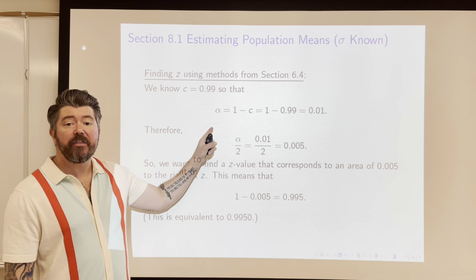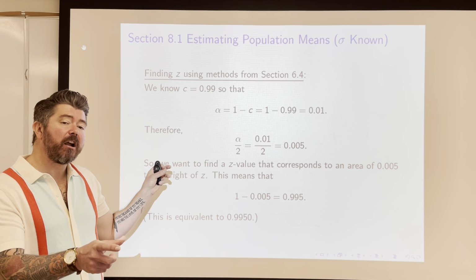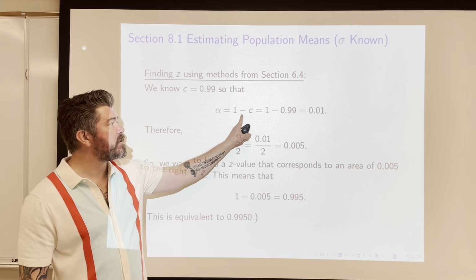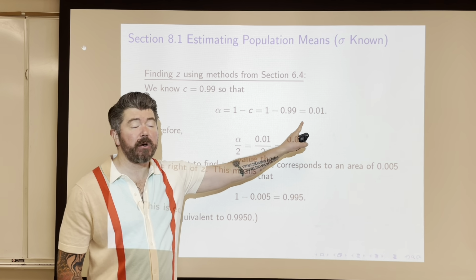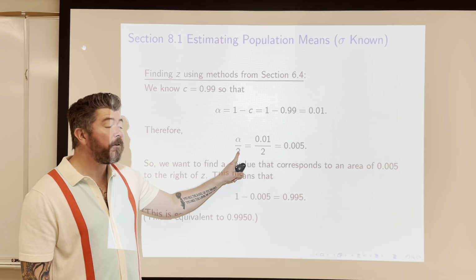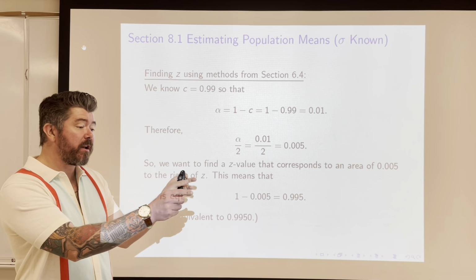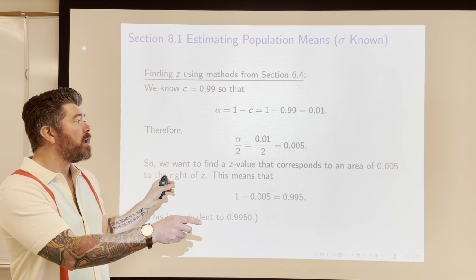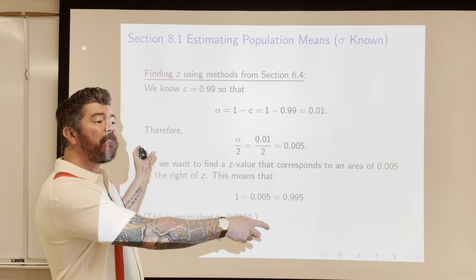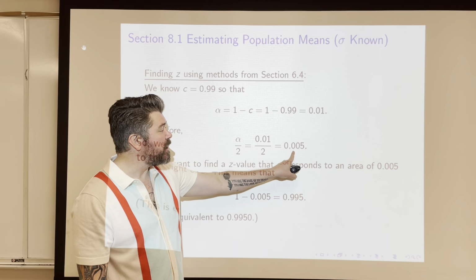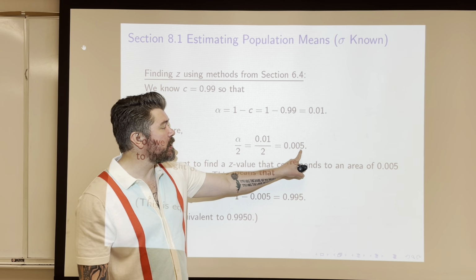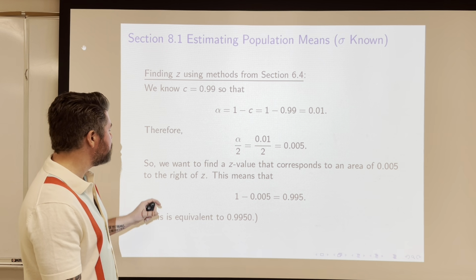So our alpha, this is our leftover area in our left tail and our area in our right tail. So alpha is the complement. So 1 minus 0.99 gives us 0.01. Therefore, alpha over 2, right? So we want to split it. Because it's symmetric, 0.01 is in both tails, and using symmetry, half of it is in each tail. So each tail, the left tail and the right tail, contains 0.005 of the area.